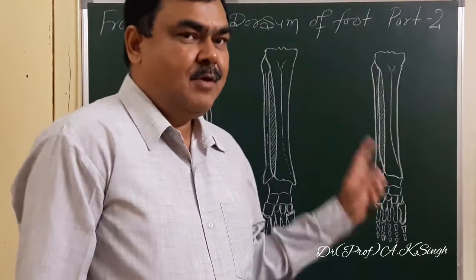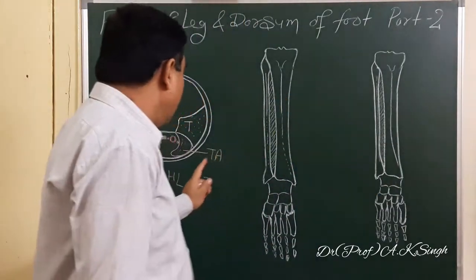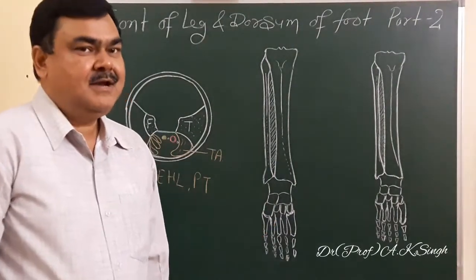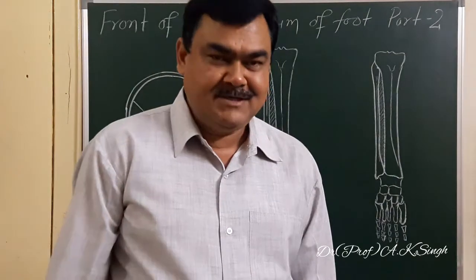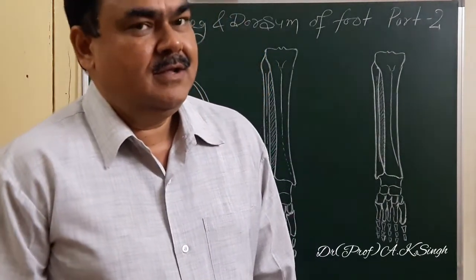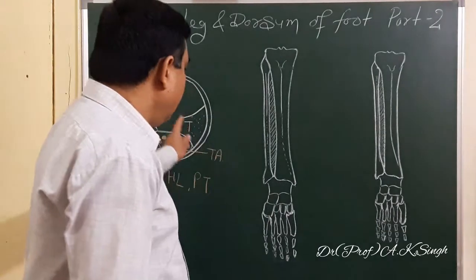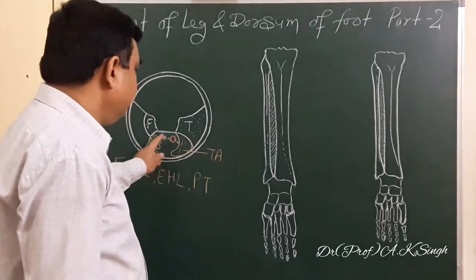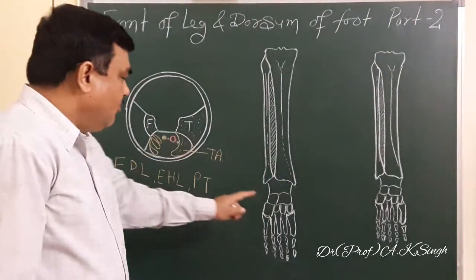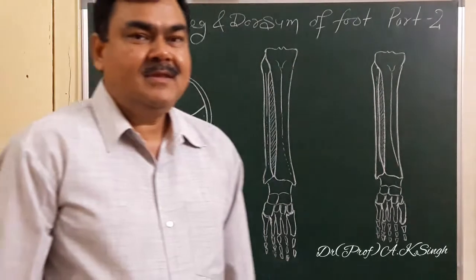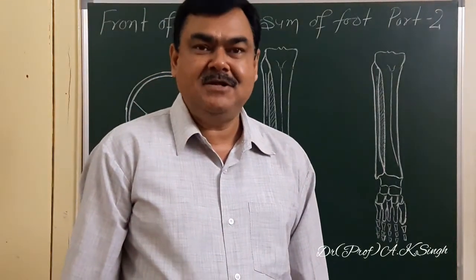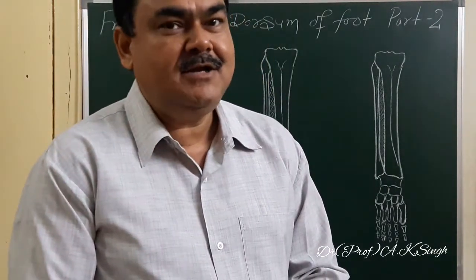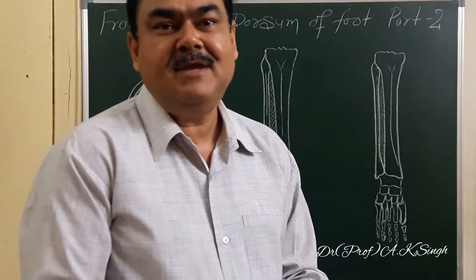So we will discuss these structures. And in the dorsum of the foot, one muscle is present, that is extensor digitorum brevis. So we will discuss the muscles of the front of the leg and dorsum of the foot. There are 5 muscles: 4 muscles are in the anterior compartment of the leg, and 1 muscle is present in the dorsum of the foot, that is extensor digitorum brevis. First of all, we will discuss the extensor digitorum brevis, which is the muscle of the dorsum of the foot.